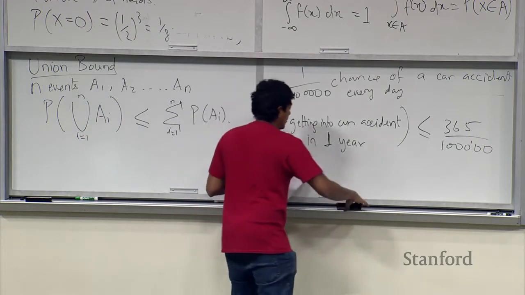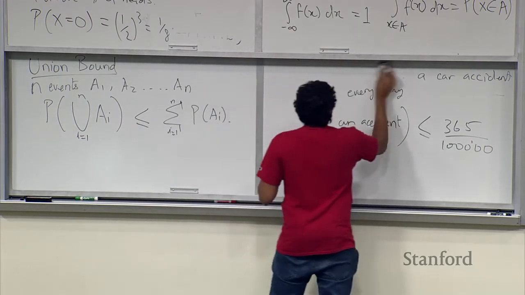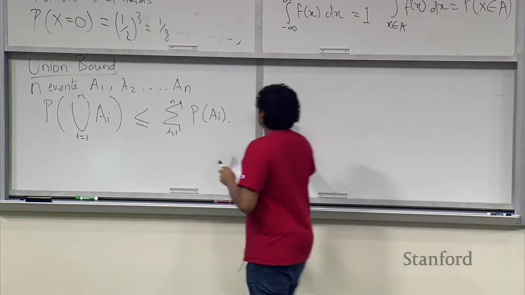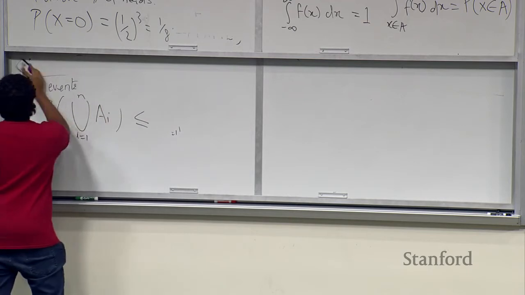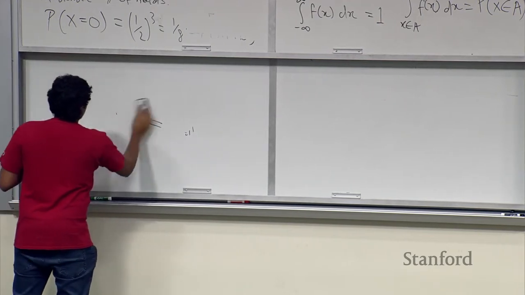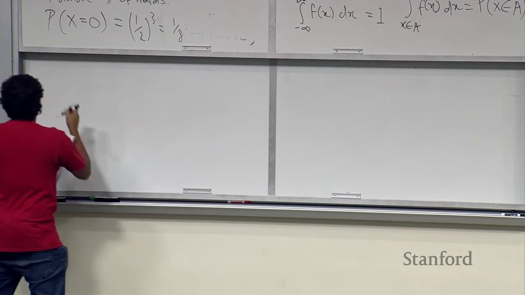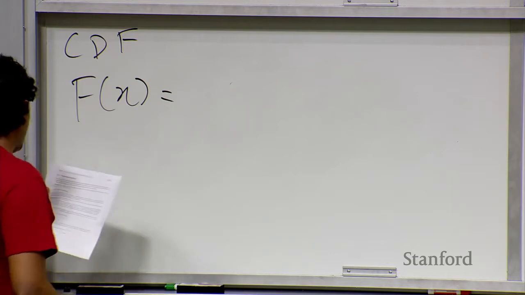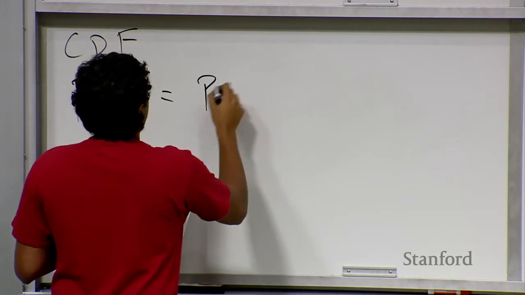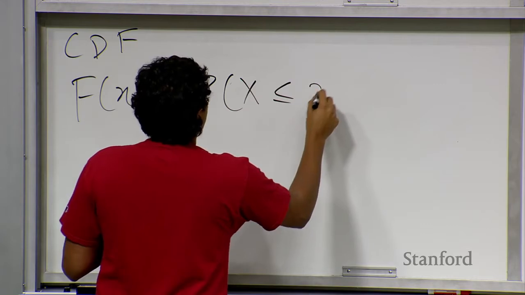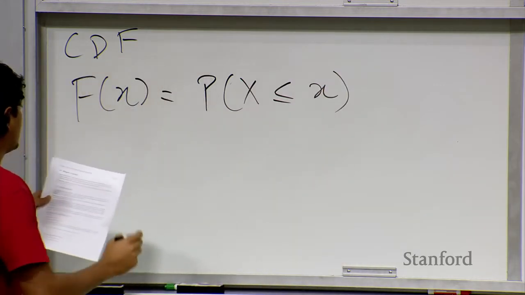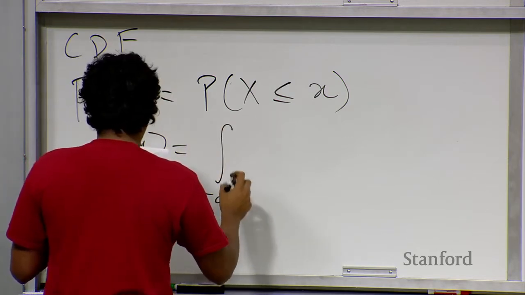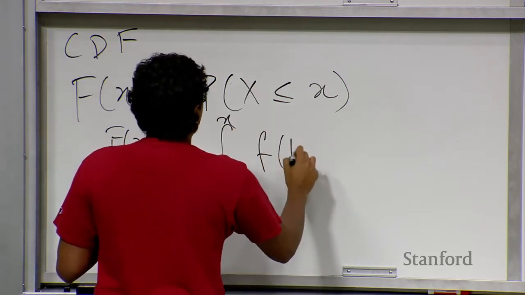A very related concept is that of cumulative distribution functions, generally represented by capital F of x, which is the probability that X is less than or equal to a given point x. So F of x is given by the integral from minus infinity to x of f of t dt.